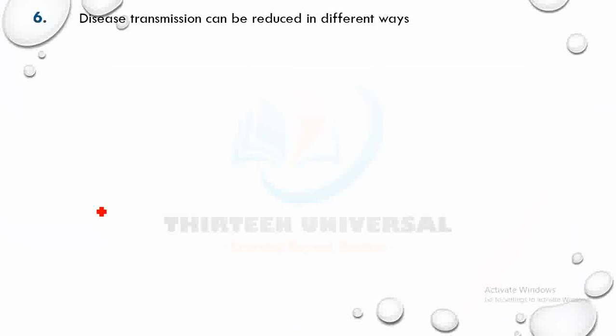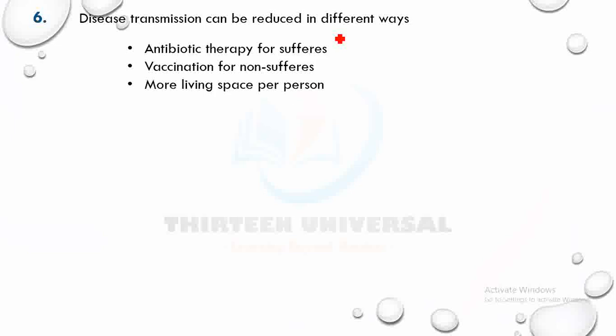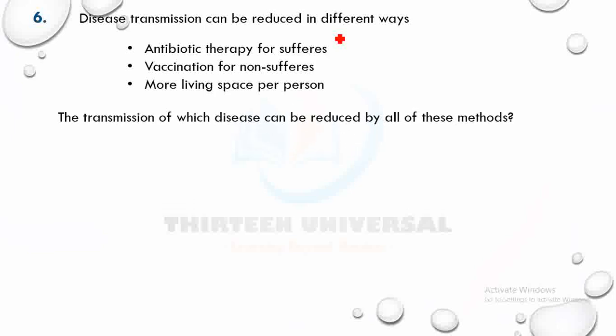Disease transmission can be reduced in different ways: antibiotic therapy for sufferers, vaccination for non-sufferers, more living space. The transmission of which disease can be reduced by all of these methods? Which method has to do with, of course, antibiotics? Pause the video and try to solve it.